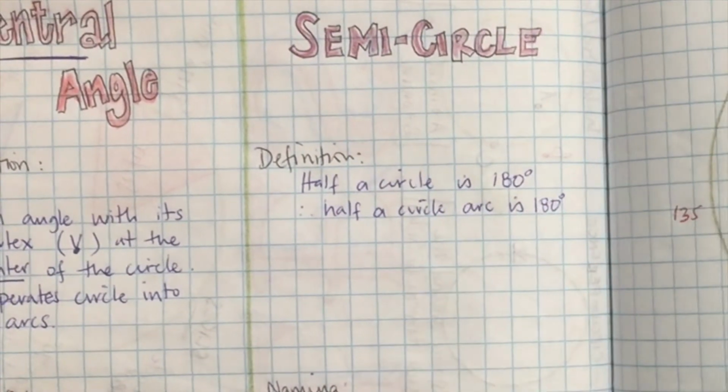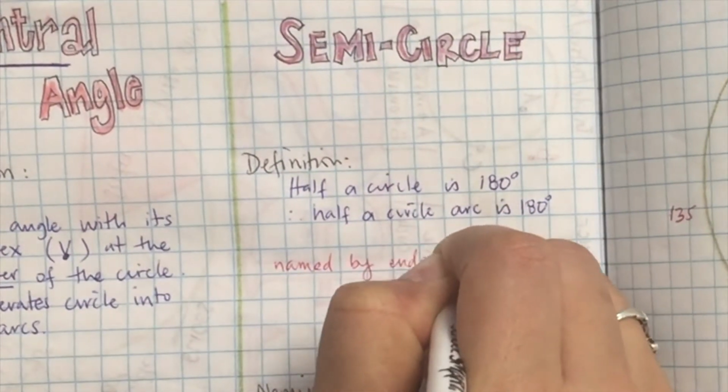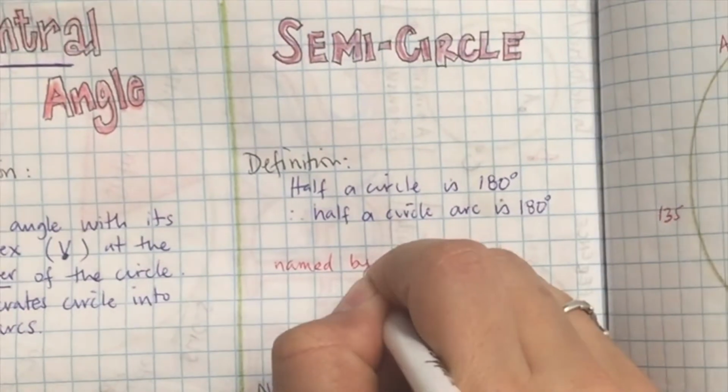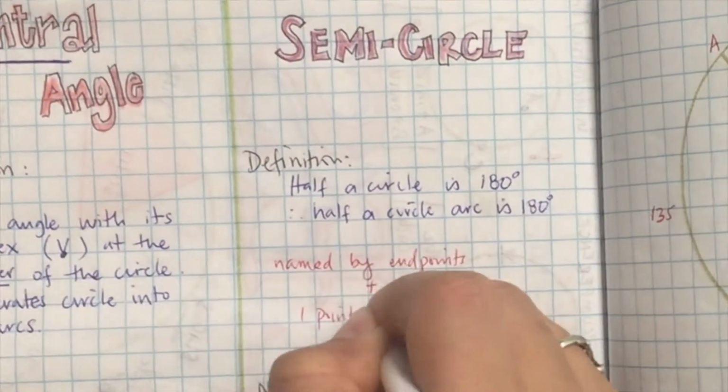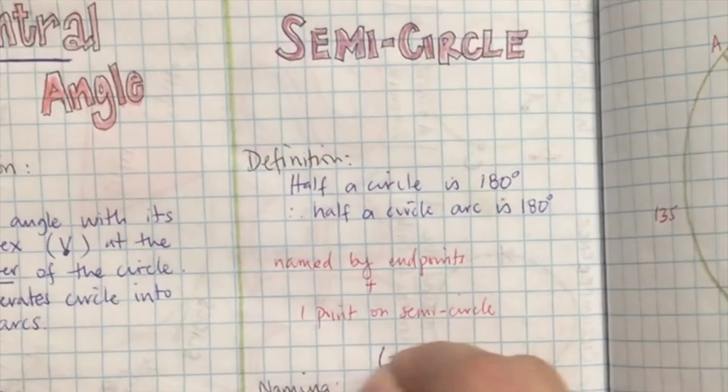Because the central angle of a semicircle is 180, the intercepted arc is also 180. And this is named by its endpoints plus 1 point on the semicircle. So this one also has 3 letters. It's just the one that is exactly 180 degrees.